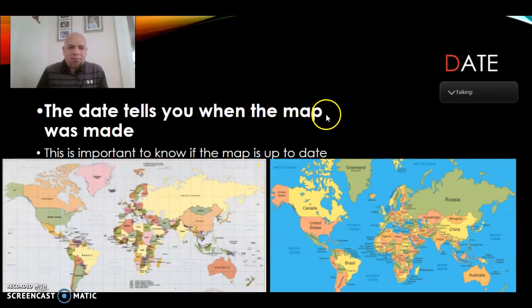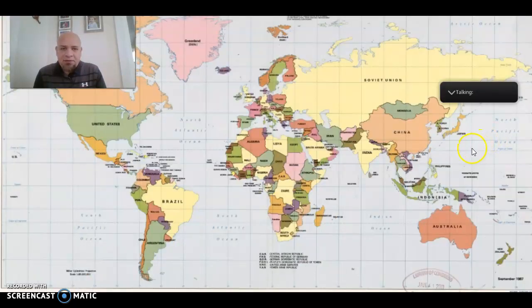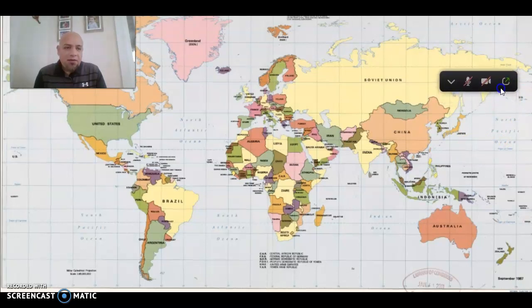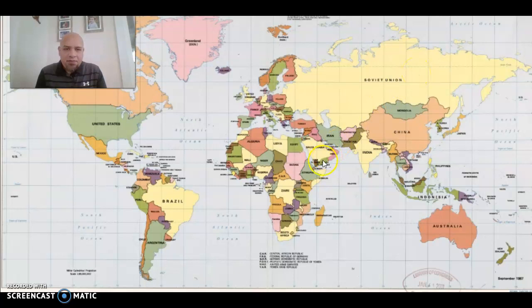Let me give you an example of why this would be important sometimes, because not all maps are up to date. Remember, I said that some countries can change; they won't be the same all the time, right? So let's take a look at an example. What I want everybody to do right now is take a look at this map, and focus your attention over here.